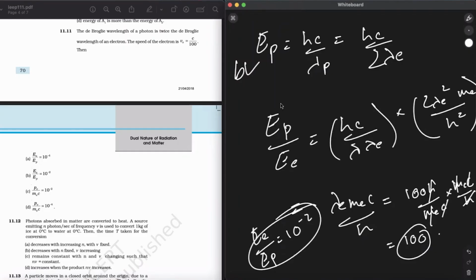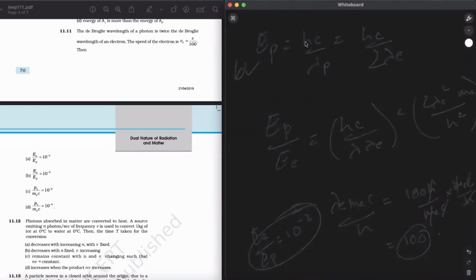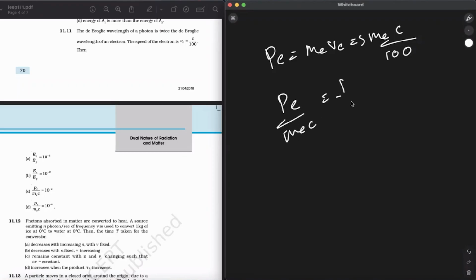And moreover, option C is also correct. Check it. See, PE is equal to MEVE and MEC upon 100. So what is given over here? PE upon MEC is equal to 1 upon 100, which is equal to 10 to the power of minus 2, as it is given in the question. See, so option C is also correct. So B and C are the correct options.